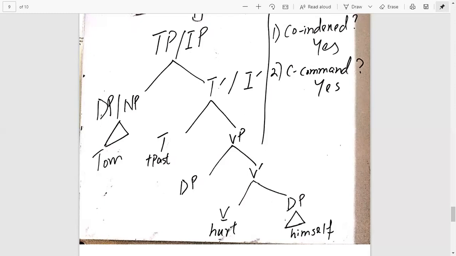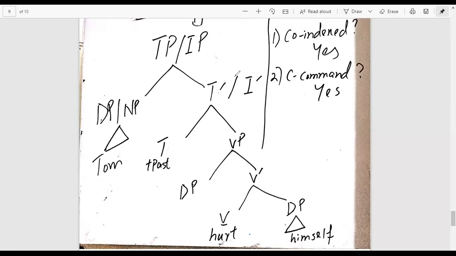Tom hurt himself. First of all, TP and IP, I use these terms for the sentence. TP is tense phrase and IP is inflection phrase. They are kind of similar, more or less the same thing. I discussed IP from the book How to Study Linguistics, so you can check this concept there as well. It is used there in X-bar theory.